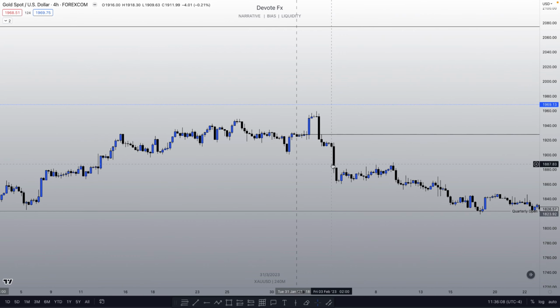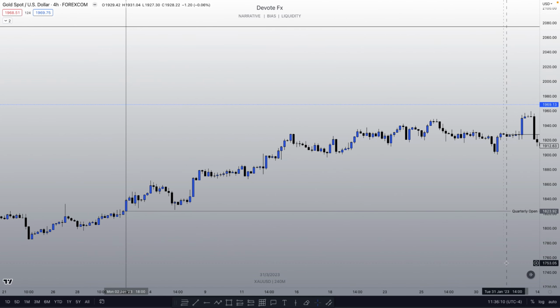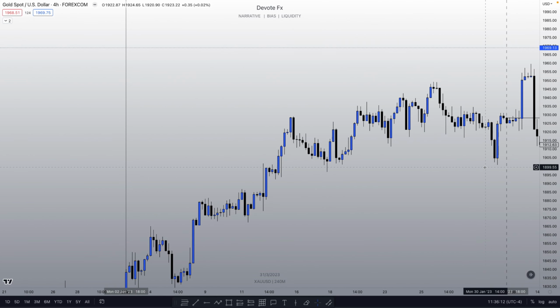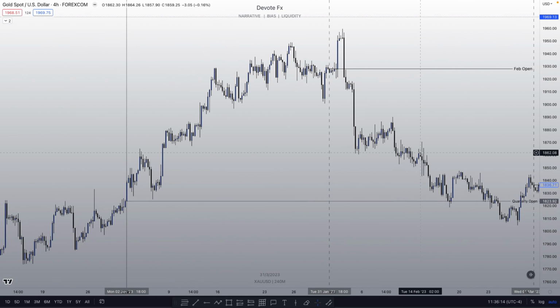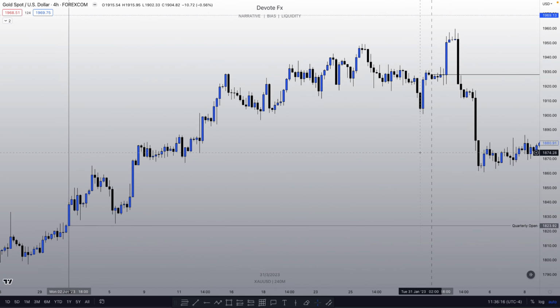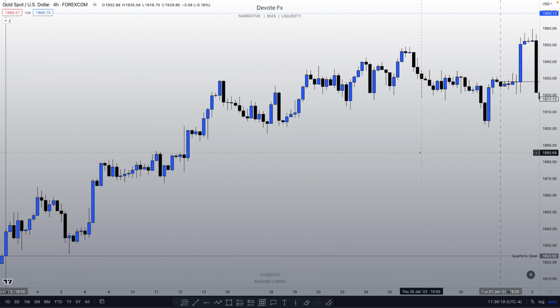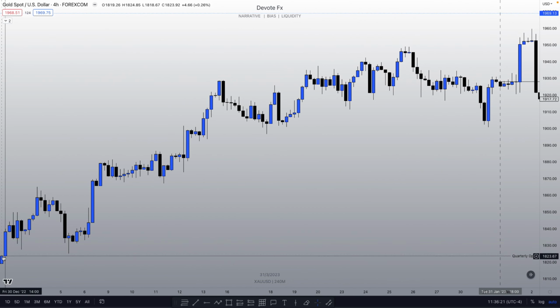Four-hour. Created displacement, traded away, reclaimed it. Gold never looks back. Leaves this wide open. Accumulation. Itty bitty stop hunt right here. Swing low taken.